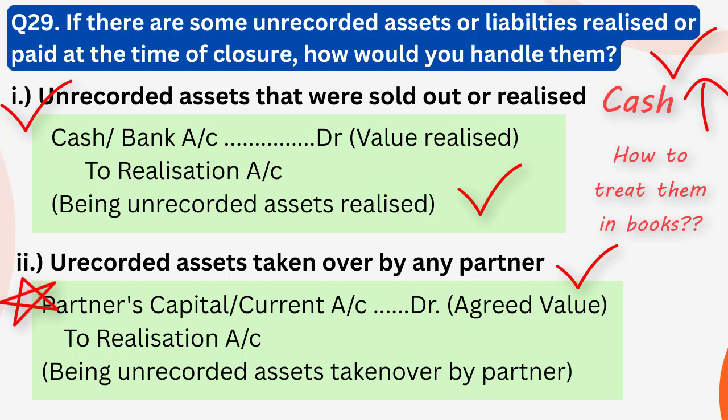Because now that the asset is being taken over by a partner, it means that the partner is becoming personally responsible for it. So we treat it like he's getting a benefit. His capital or current account is debited, and since all of this is a part of dissolution process, it is credited to the realization account.